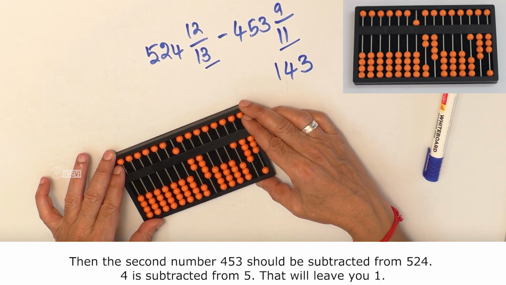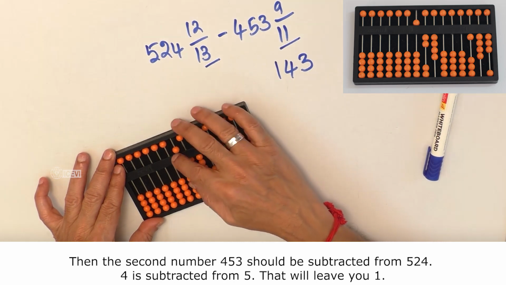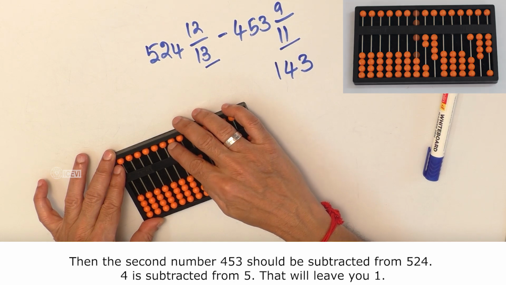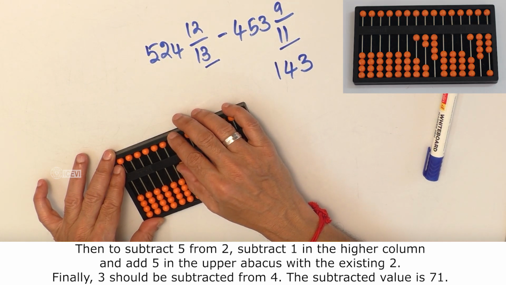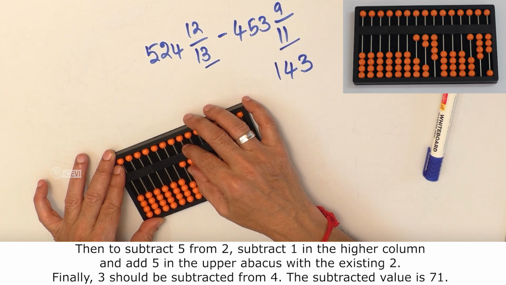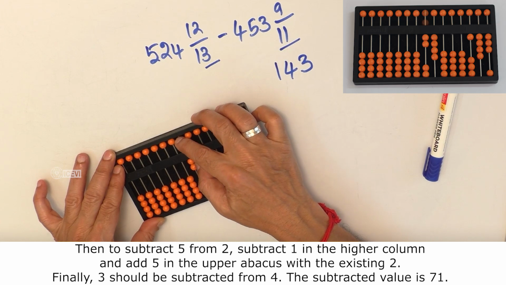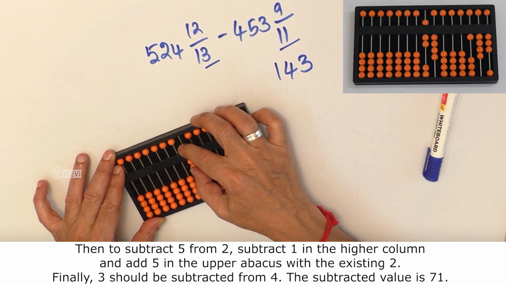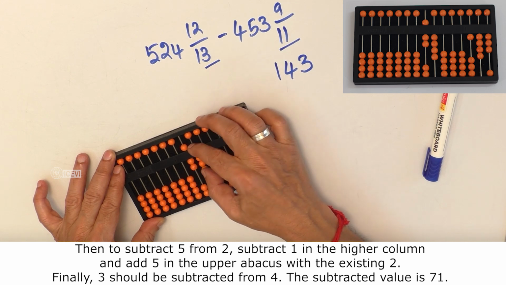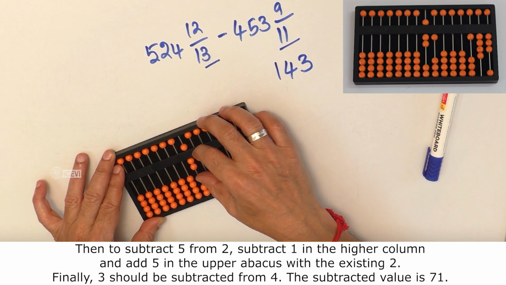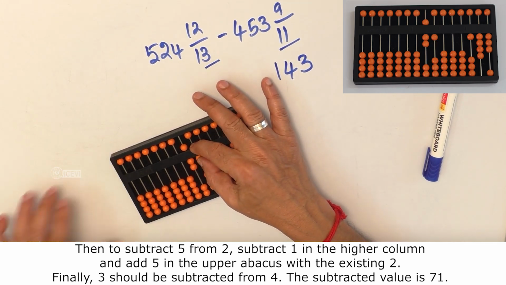The second number 453 should be subtracted from 524. That is 4 subtracted from 5. That will leave you with 1. Then to subtract 5 from 2, subtract 1 in the higher column and add 5 with the 2 in the upper abacus. Finally, we should subtract 3 from 4. The subtracted value is 71.